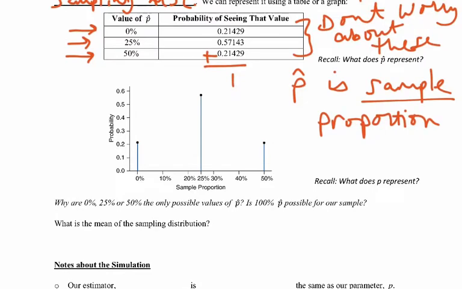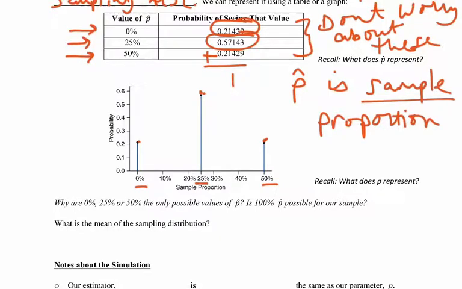Make sure you see. So I had 3 possible values, 0, 25%, or 50%, and there are the probabilities of getting each one. There was a 21% chance from here of getting 0. There's a little over 57% chance of getting 25% walkers, and then a 21% chance of getting 50% walkers. And it says, why are 0, 25, and 50 the only possible values of p hat?